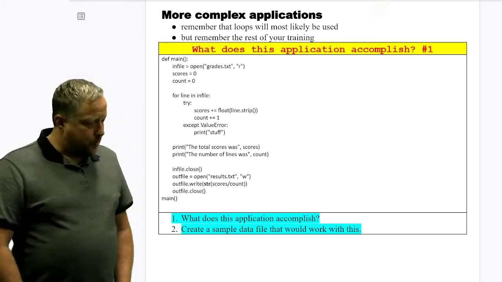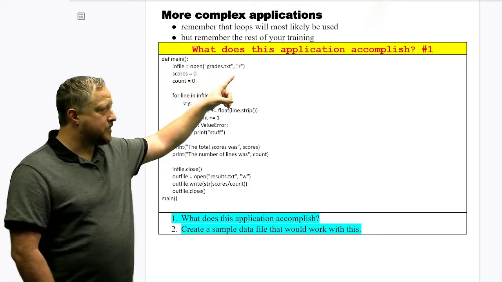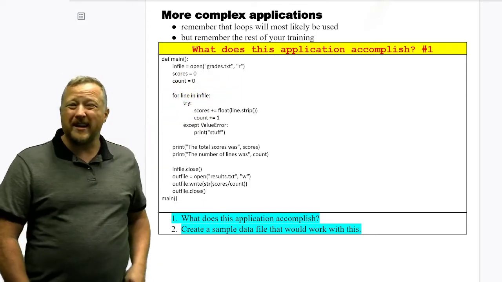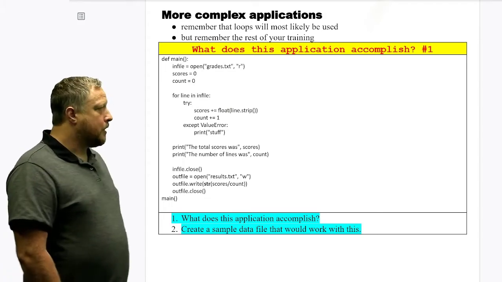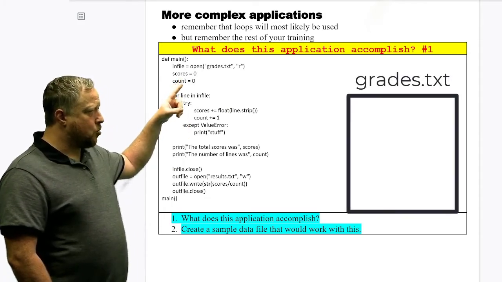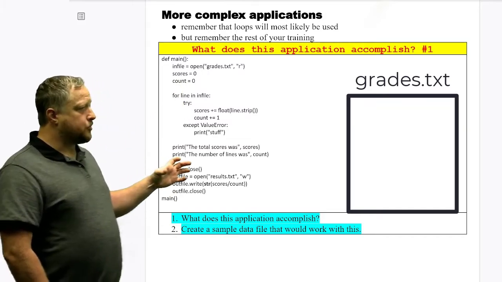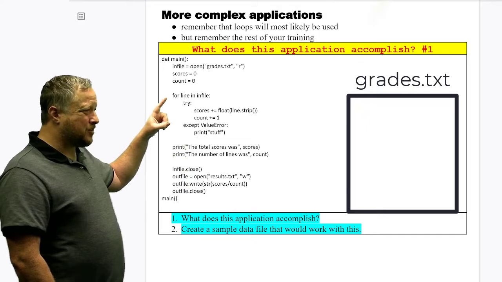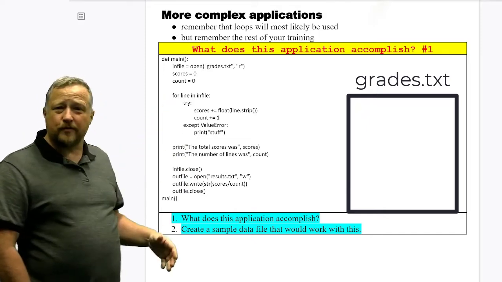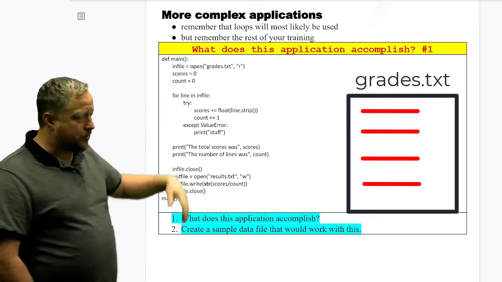So what does this do? First of all, we have an in file that's going to open up grades.txt, and we know that we're reading from it with an R. We also look like we have a couple of variables set up. It looks like we're going to have scores and a count. Looks like also that this file is going to have some type of pattern in it because we're using a for loop. I know some classes we're not allowed to use try except, but they're there anyway.